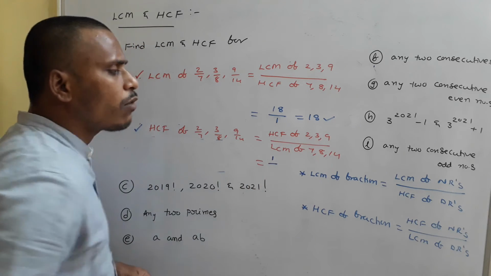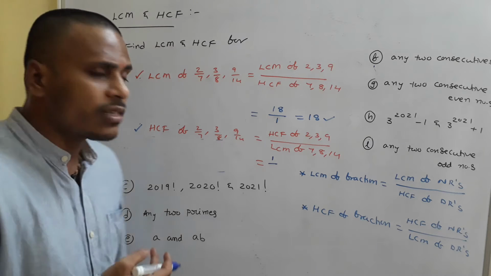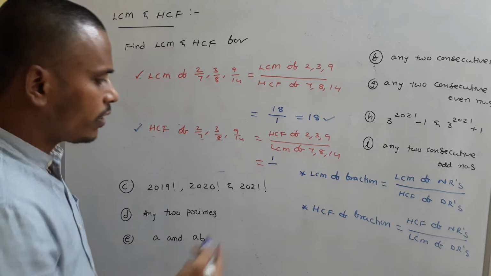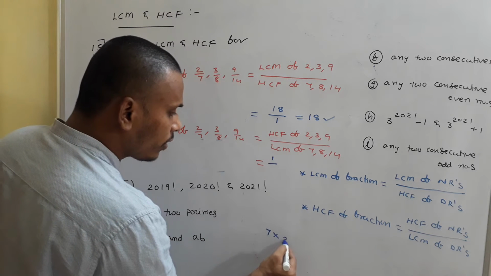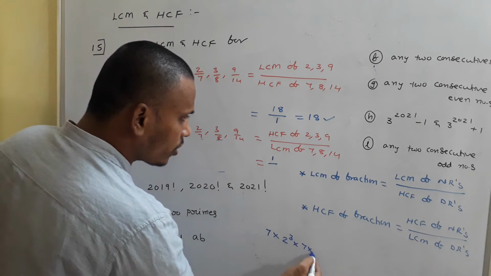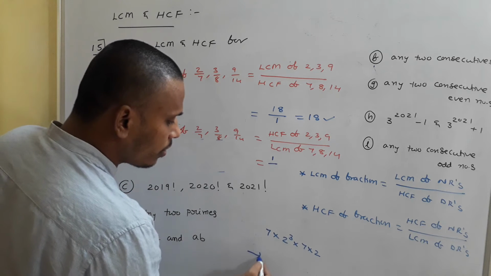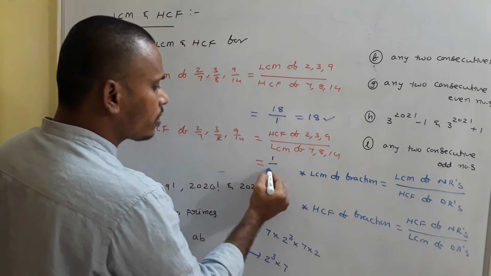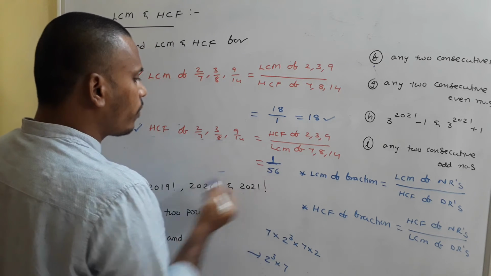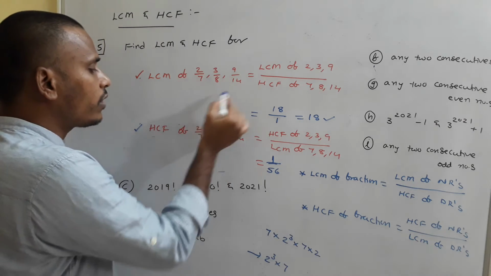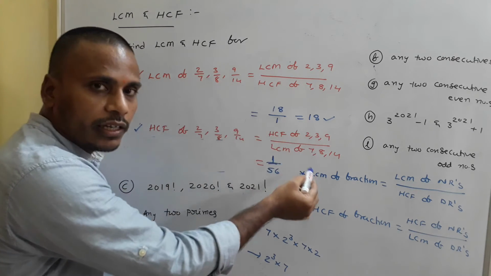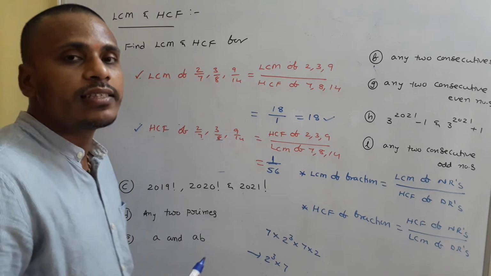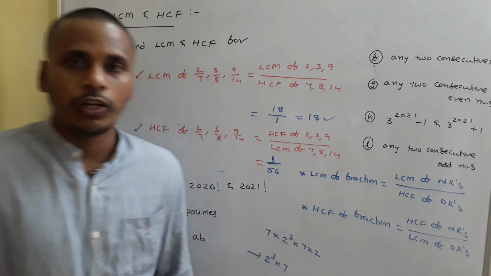What about the LCM of 7, 8, 14? We are searching for the LCM. 7 is prime, 8 is 2 cube, 14 is 2 into 7. So LCM is nothing but 2 power 3 into 7. 8 sevens are 56, and 56 is the LCM. So 1 by 56 is the HCF. So for the given fractions, LCM is 18 whereas HCF is 1 by 56, and we need to use these two rules to find the LCM and HCF for fractions. Have a look.